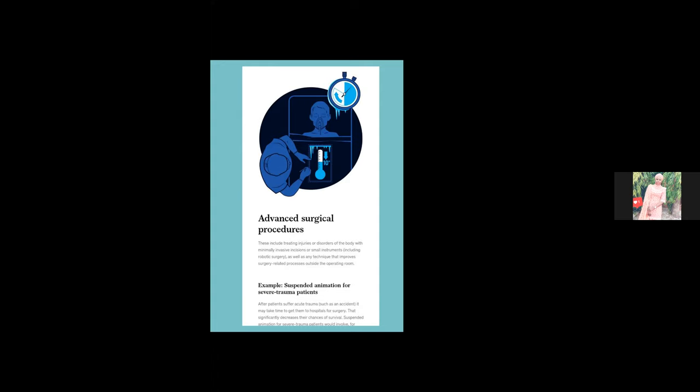We have the suspended animation for severe trauma patients. This involves injecting a normal saline into the cold solution on first contact with the patient's cool body, at like 10 to 15 degrees Celsius, so as to stop normal functions. This will give the surgeon time to operate before resuscitating the patient.